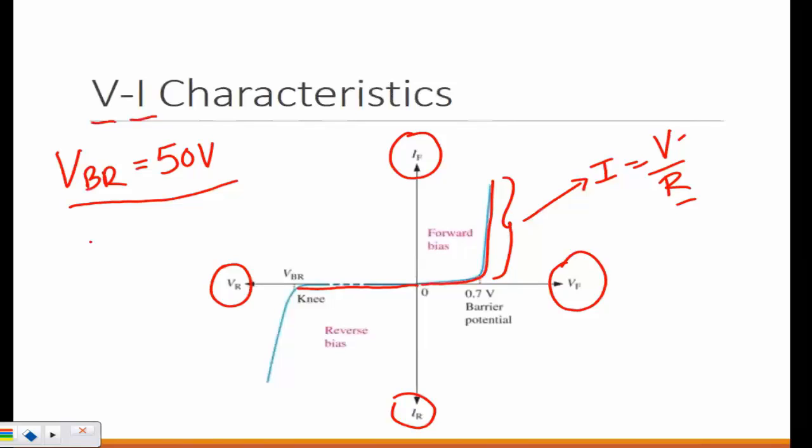Again, as I said, the chargers that we use for our cell phones and laptops have like 400 volts, 1000 volts breakdown voltage.